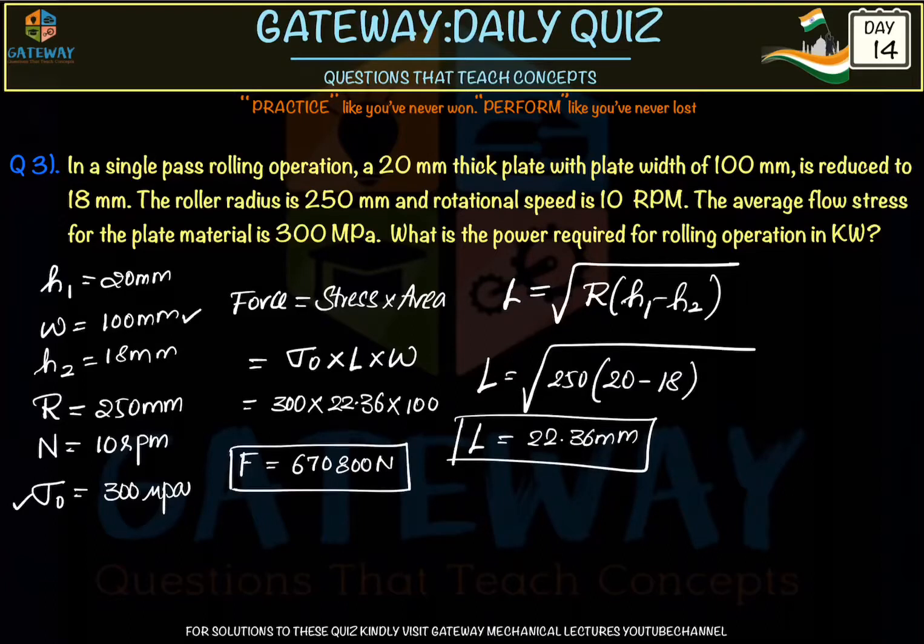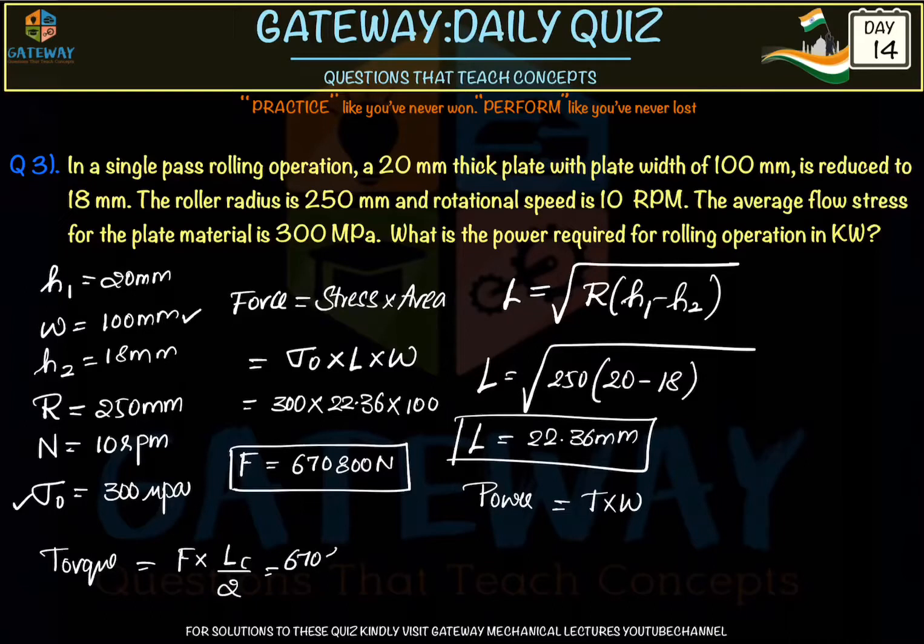Okay, after getting force we need to calculate power. Power is equal to torque into omega. So first we need torque. Here torque is nothing but the force into the perpendicular distance, and here the perpendicular distance comes out to be LC upon 2, nothing but the contact length upon 2. So that is 670,800 into the LC 22.36, the whole upon 2, and from there we'll be calculating that, the torque value.